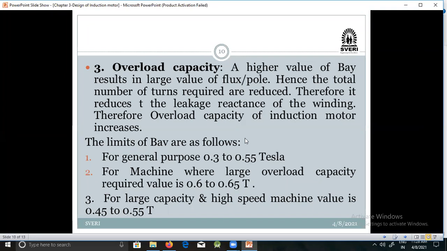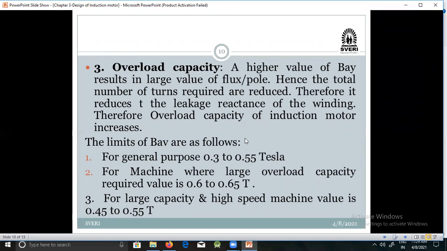And if the machine is of very large capacity and that machine is a high speed machine, then that time your value of the flux density is from 0.45 to 0.55 Tesla. Okay, everybody got it? 0.45 to 0.55 Tesla. These are the 3 points which are very important from the MCQ point of view.